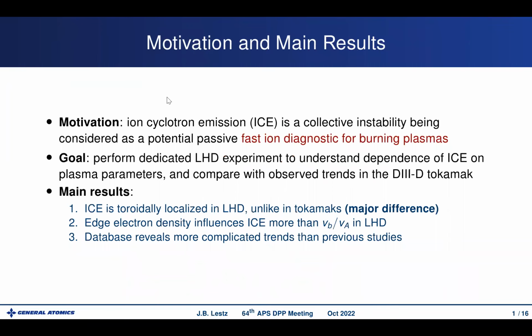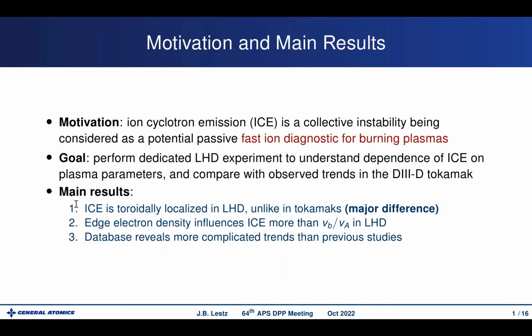The motivation for this work is that ion cyclotron emission, or ICE, is a collective instability that's being considered as a potential passive fast ion diagnostic for burning plasmas. So in this work, we performed a dedicated experiment on the LHD Stellarator to better understand ICE and then compare back to previous observations on the DIII-D Tokamak.